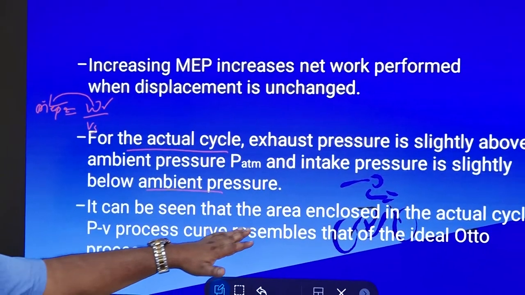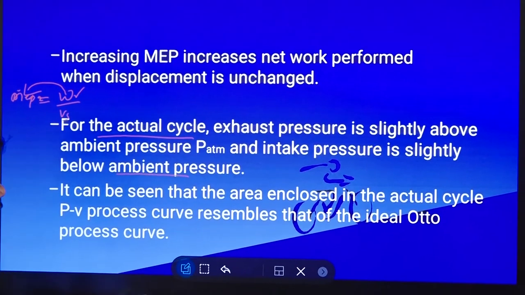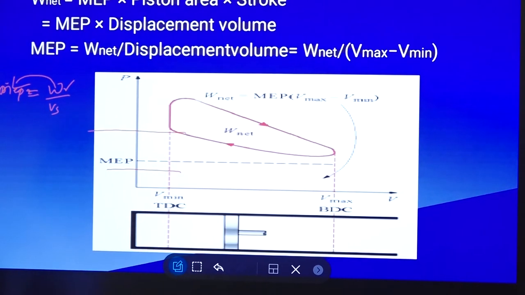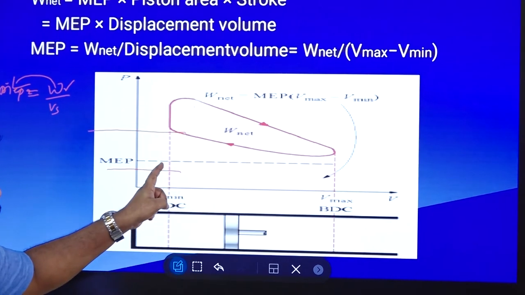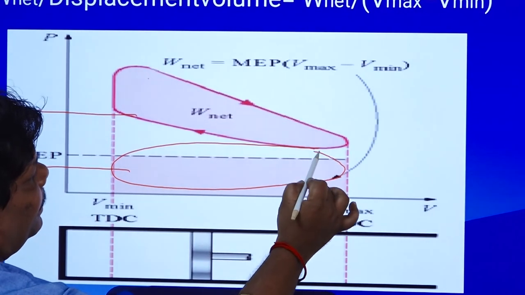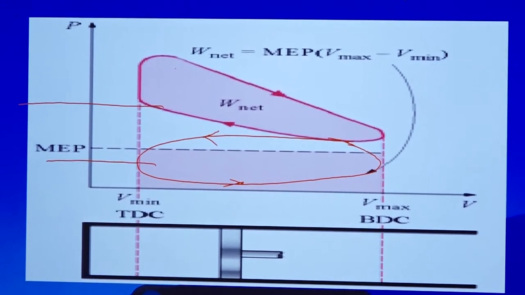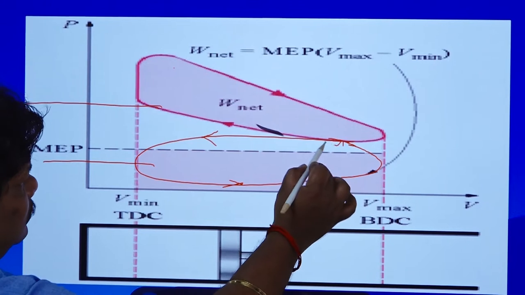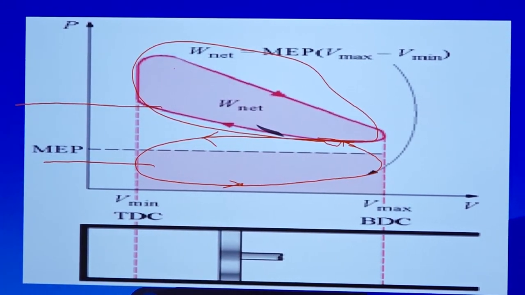It can be seen that the area enclosed in the actual cycle PV process curve resembles that of the ideal Otto process curve. You can see this is the curve. But when you want to draw the actual cycle, it will be like this, with the intake and the exhaust. The actual cycle will be like this.